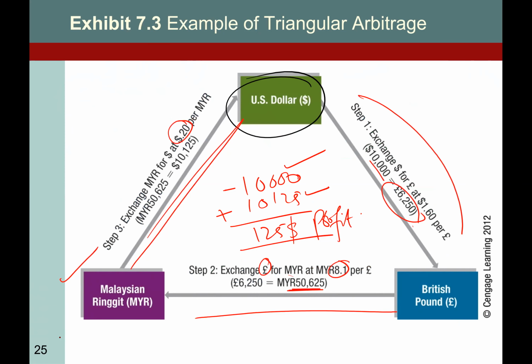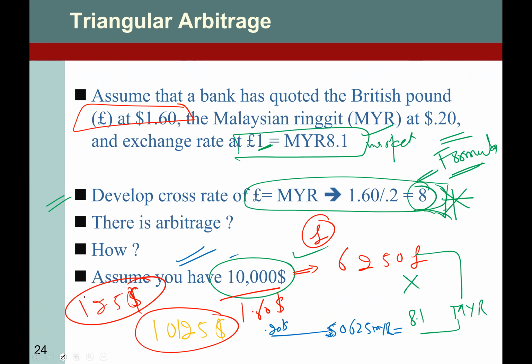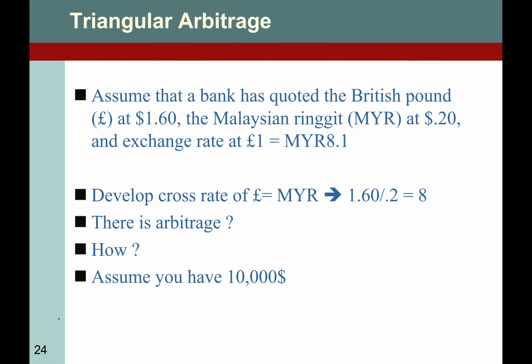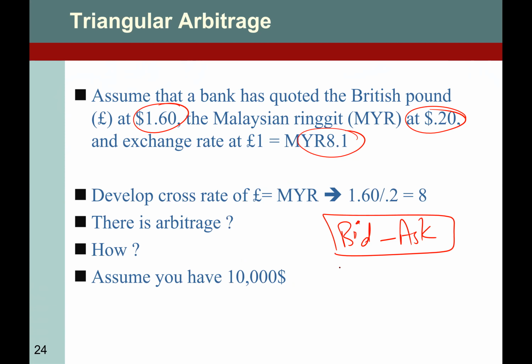But this is not the reality, because you are given just one rate. You are not given the rate in terms of bid and ask. Every rate has its bid and ask. Then it's very complicated and very challenging.